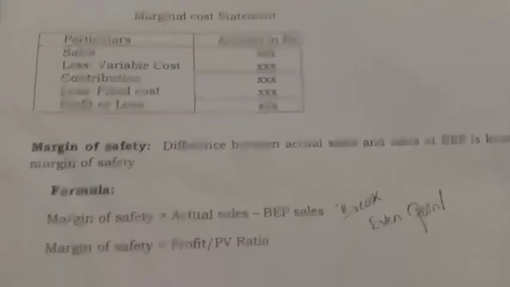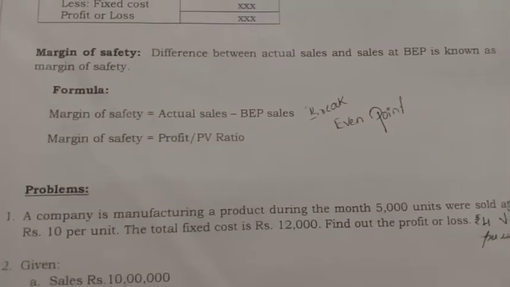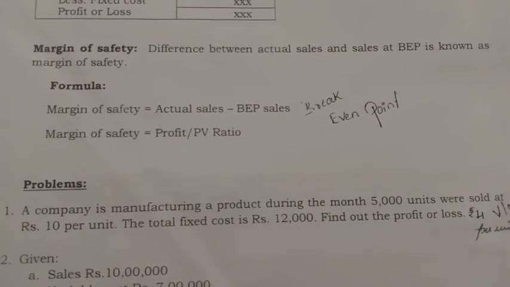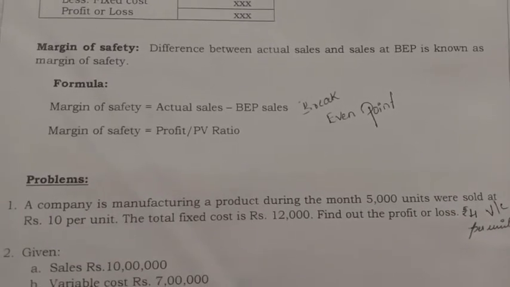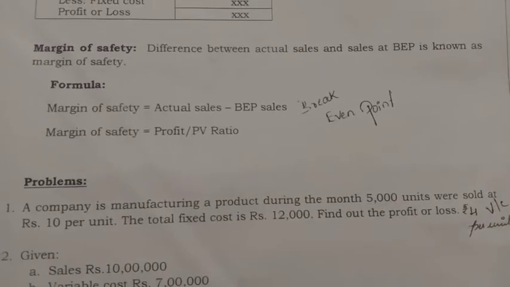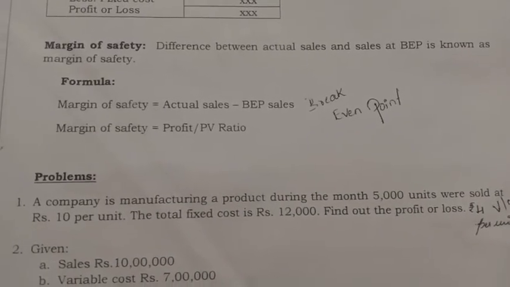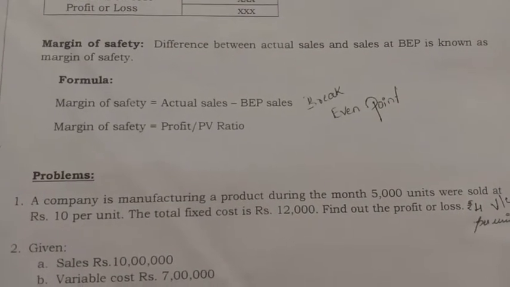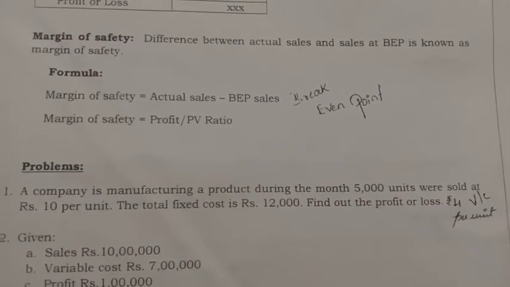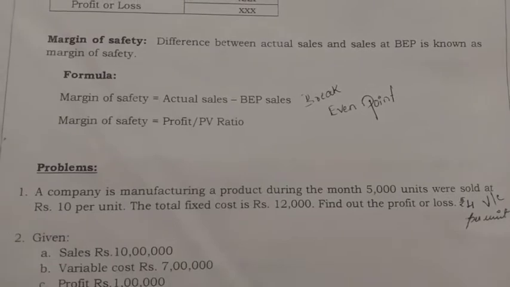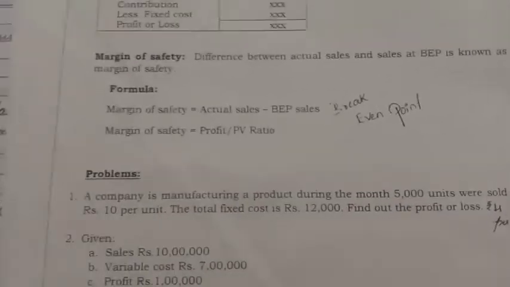Let's do the first problem. Again, I'll explain the problem. A company is manufacturing a product. During the month 5,000 units were sold at rupees 10. 5,000 into 10 will get 50,000 as total sales. Total fixed cost is given. Find out the profit or loss. Rupees 4 is the variable per unit. Okay, let's do the statement.